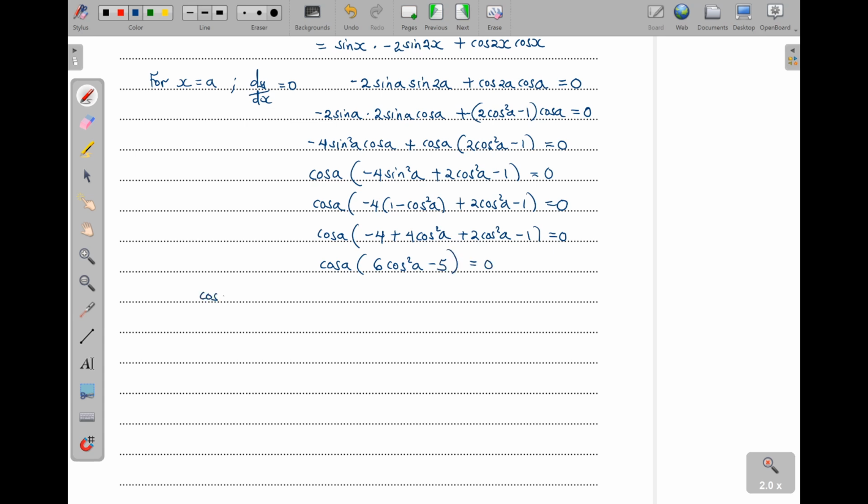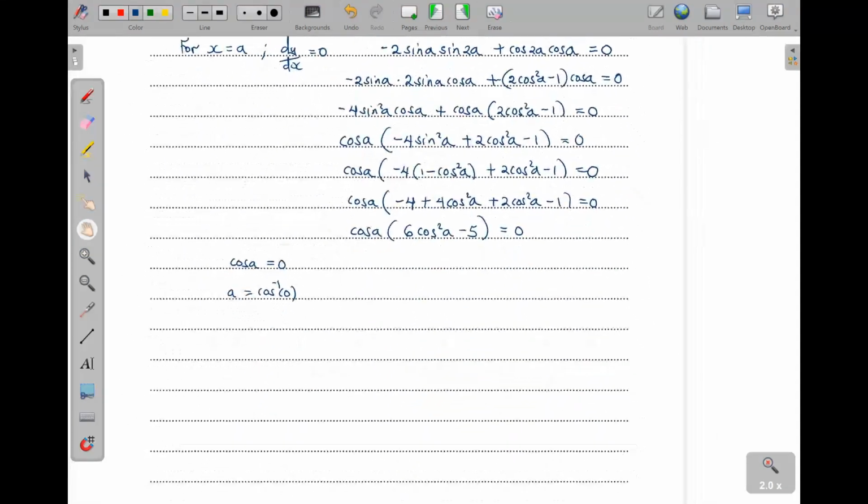So we can get cos a, we equate it to 0, then a becomes the arc cos of 0. The domain is given in radians, so a can be equal to 90, which is pi over 2, or 270, which is 3 pi over 2. But then this one here, 6 cos squared a, then minus 5 when equated to 0, cos squared of a is going to be 5 over 6. So cos of a is going to be plus or minus the square root of 5 over 6.